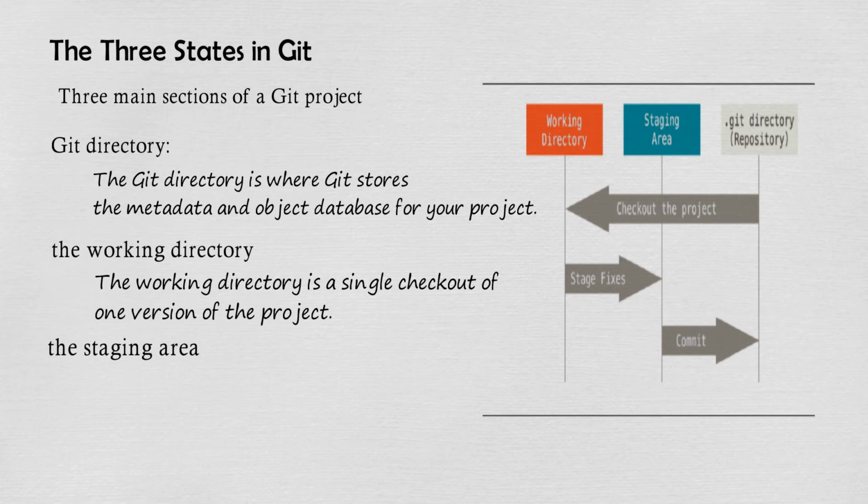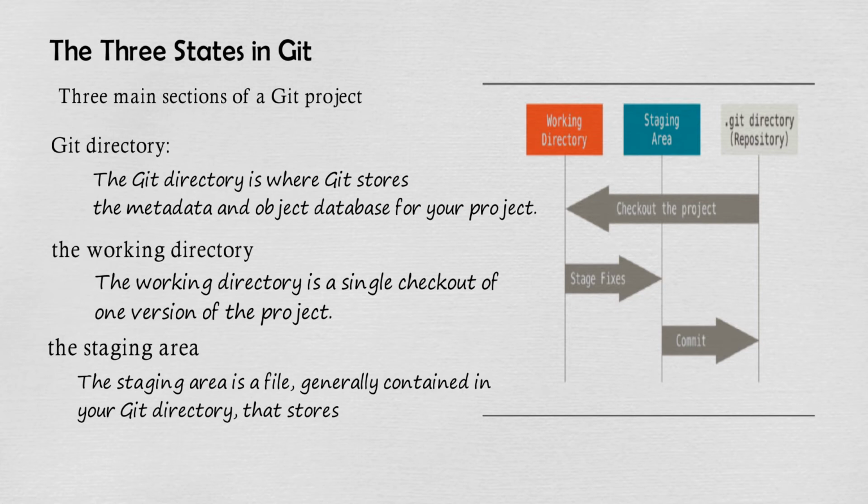These files are pulled out of the compressed database in the Git directory and placed on disk for you to use and modify. And the last stage is the staging area, a file generally contained in your Git directory that stores information about what will go into your next commit. It's sometimes referred to as the index, but it's common to refer to it as the staging area.